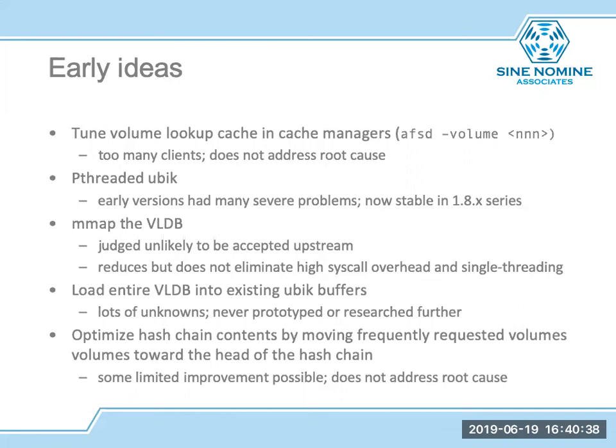One solution that was suggested and actually implemented was mapping the VLDB, just map the whole thing in memory. That solves only part of the problem because we still have LWP limitations and we still have the high syscall overhead. So it doesn't eliminate the syscalls at all, it just makes the syscalls faster. So it does help, but it wasn't judged enough to be a permanent solution. Also, it was judged unlikely that doing this would be accepted upstream because who knows why. Sometimes things.